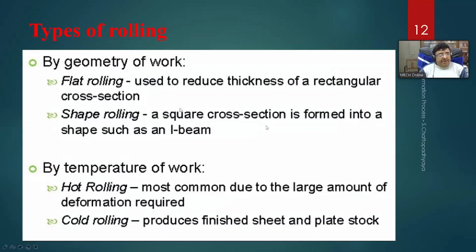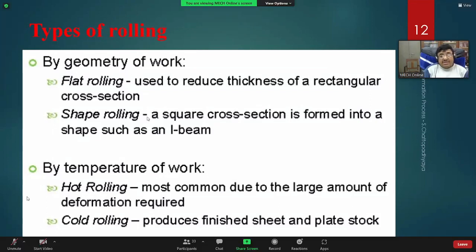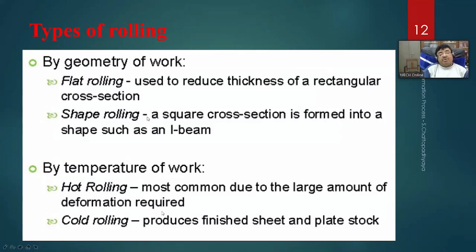There are different types of rolling by geometry. Flat rolling is to reduce thickness. Shape rolling, where a square cross-section is formed into a shape such as an I-beam. And by temperature, hot rolling and cold rolling. Hot rolling is most common because large amounts of deformation are required, and you have to work at lower yield strength. Cold rolling is where there is small deformation and your machine can handle it. That depends on the material also. Otherwise, if you put a hot rolling item into cold rolling, there will be a chance of cracking.